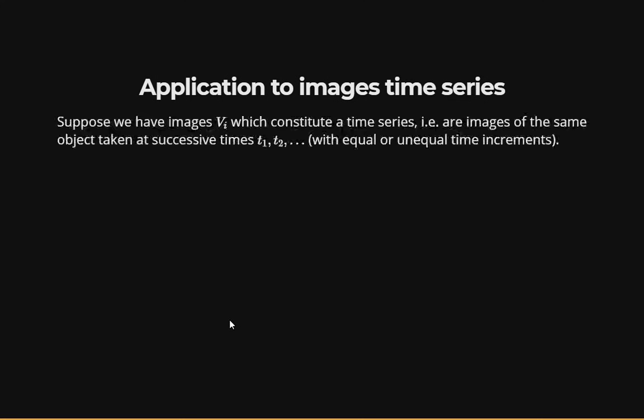So what's the setting? You have images, v_i, of the same object taken at different times with equal or unequal time increments. Depending on the kind of study you are conducting, this could be frames of a video, so the time intervals are fractions of a second, or this could be medical exams performed through time, so maybe the distances in time are years. That also depends on the time scale of the phenomenon you're looking at.